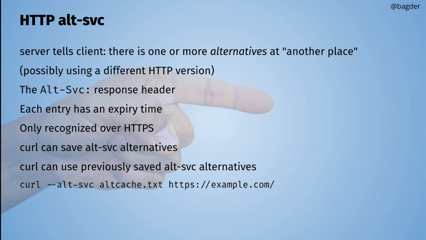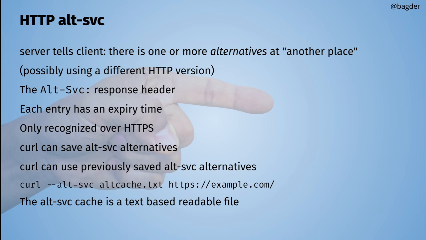Pretty neat thing. This is the official way to switch to HTTP3. That's how the standards mandate it. So once you have HTTP3 support in curl, you might want to do it this way. It's a text-based readable file. You can read it, you can edit it, you can do whatever you want.